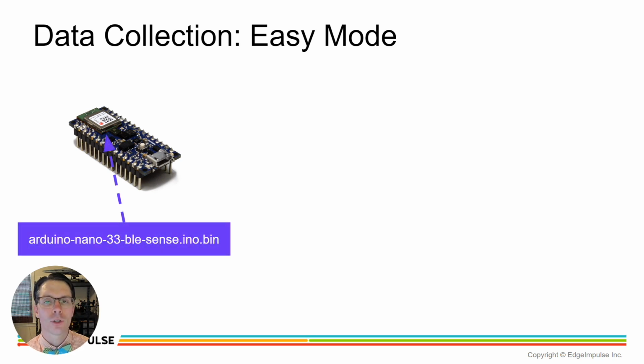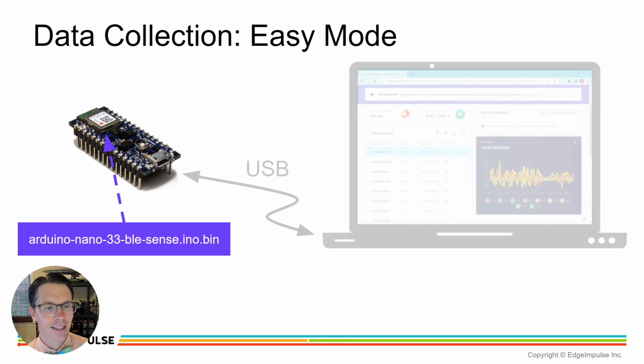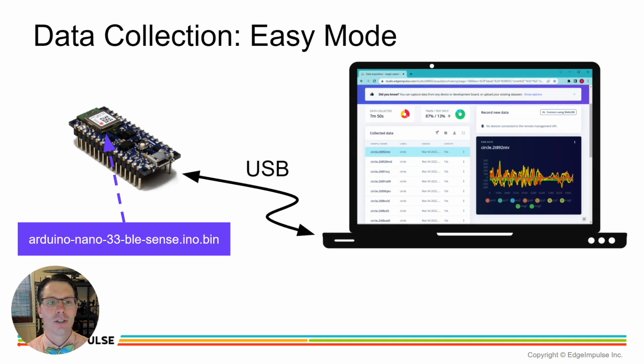And to do that, you first upload a pre-built firmware to that board, and note that it is unique to that particular board. In this case, I'm showing you an example of the firmware that's to be uploaded to the Arduino Nano 33BLE Sense. You then connect your board, in this case the Arduino, to your computer, and that provides a connection to the Edge Impulse Studio.